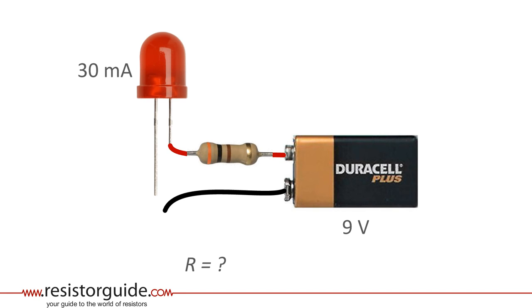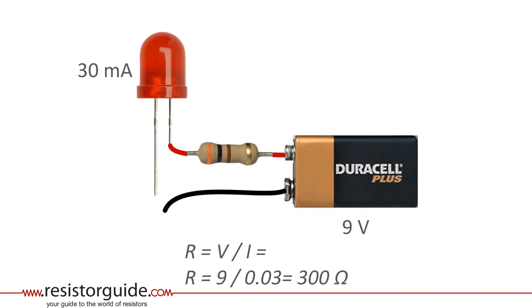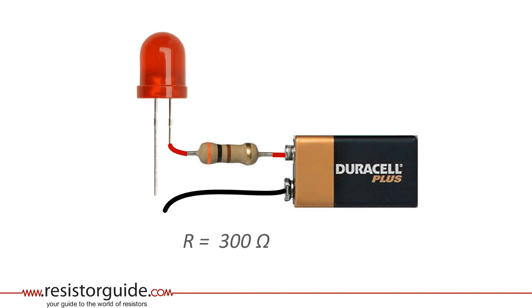The resistor should have a resistance which is just high enough to reduce the flow of current to 30 milliamps. Using Ohm's law again, we know that the resistance is equal to voltage divided over current, or 9 volts divided over 0.03 amps is 300 ohms. If we now connect also the negative lead and create a circuit, the LED emits a nice red light.